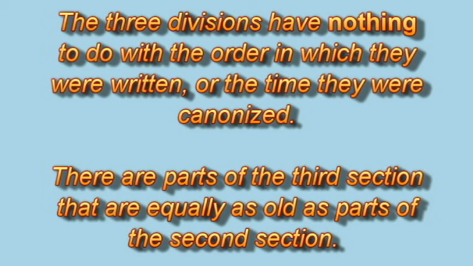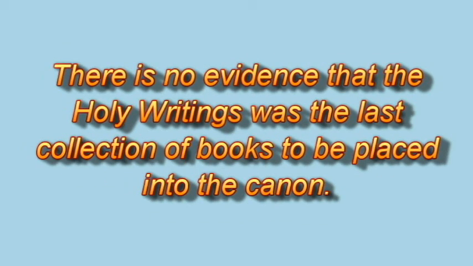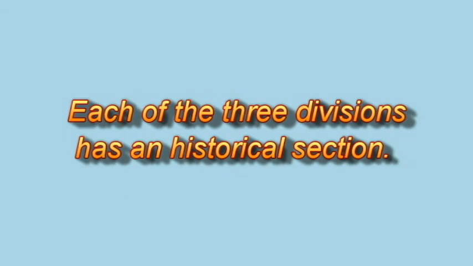There are parts of the 3rd section that are equally as old as parts of the 2nd section. For example, some of the Psalms were composed centuries before the last of the writing prophets: Ezekiel, Haggai, Zechariah, and Malachi. Consequently, there is no evidence that the Holy Writings was the last collection of books to be placed into the canon. In addition, each of the three divisions has an historical section.